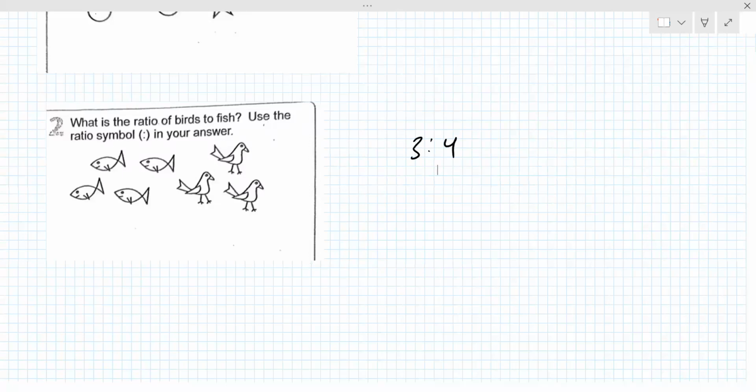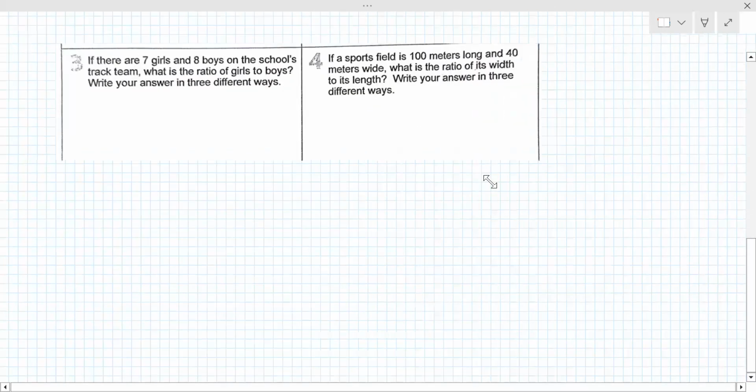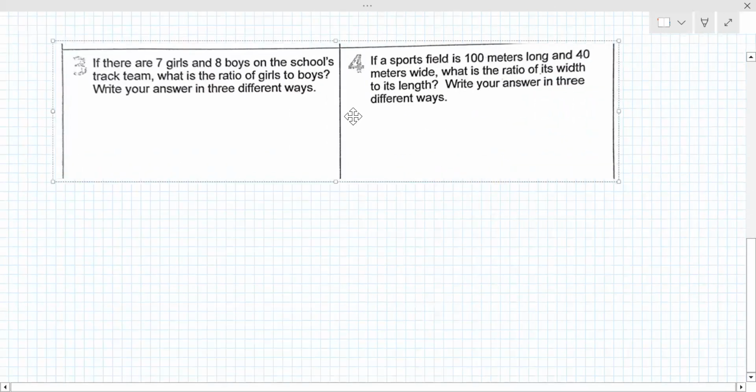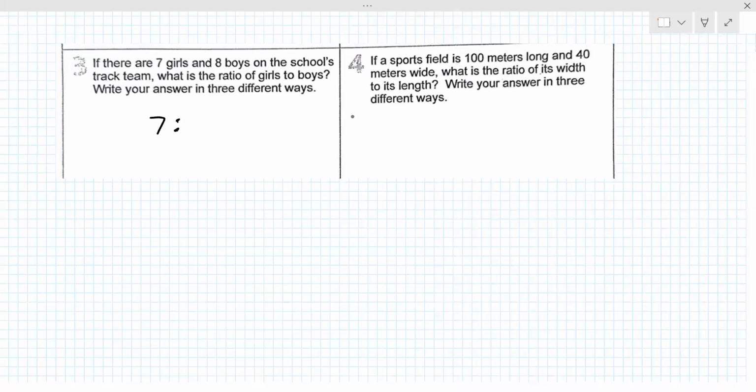Now, probably you can do the next 2 here. I'm going to snip in 2 at a time here. Take a look at number 3. See what you come up with. 7 to 8. Very good.